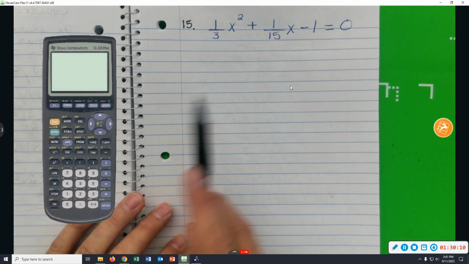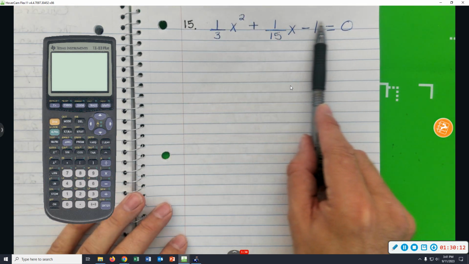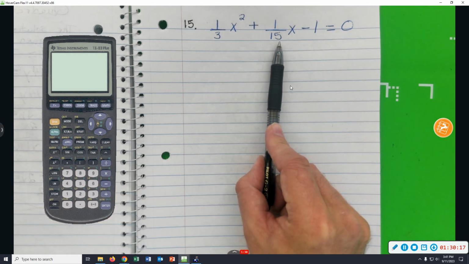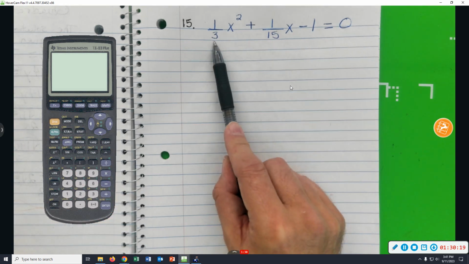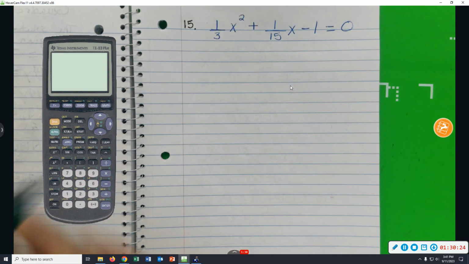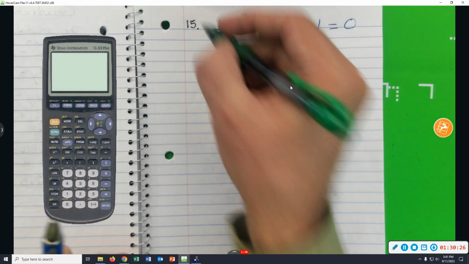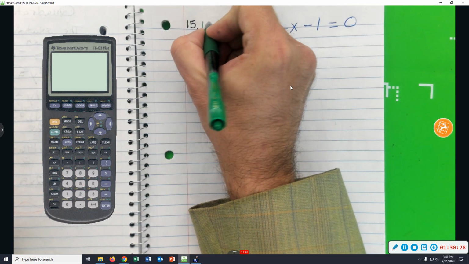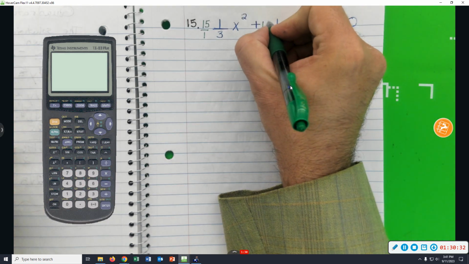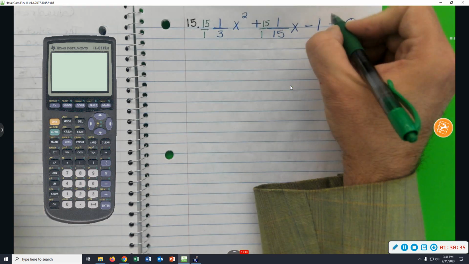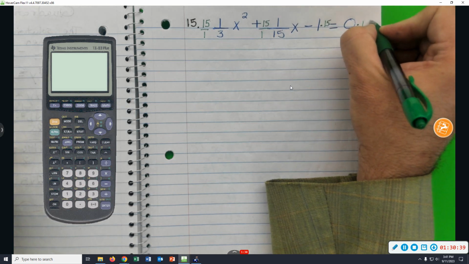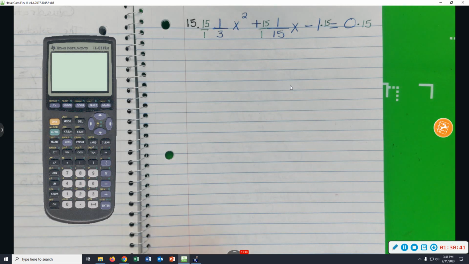Does anyone have an idea of what I could multiply straight through by that would get both of these denominators to cancel? Not 3, but maybe 15? Let's try it. That's the least common multiple. That's what we call it. It's also the least common denominator. Suppose you had 1/3 and 1/15 and you were going to add those fractions. You multiply through by the least common denominator. It's also called the least common multiple.